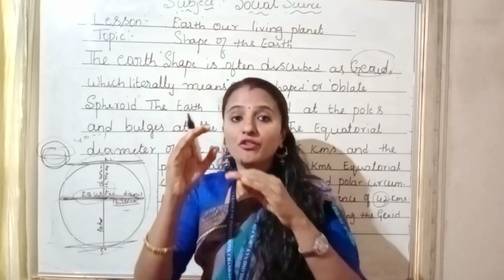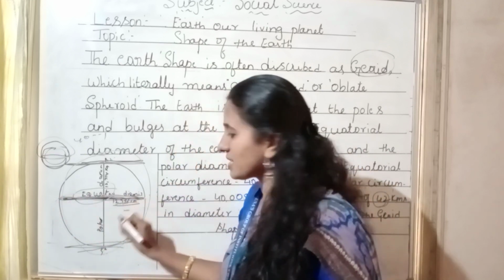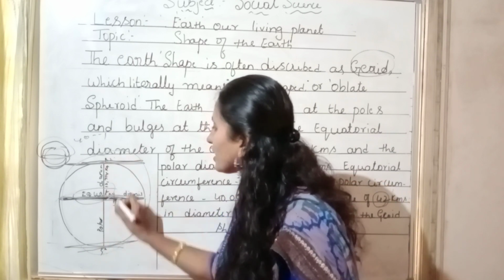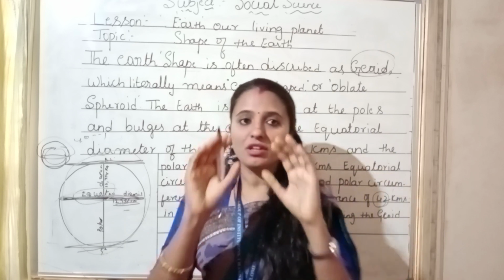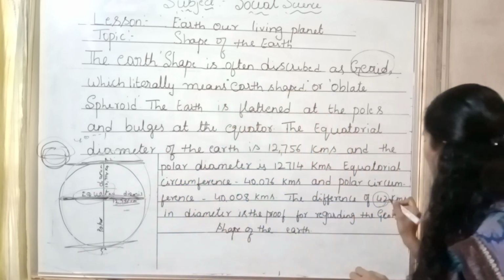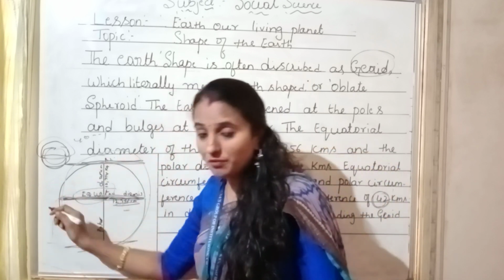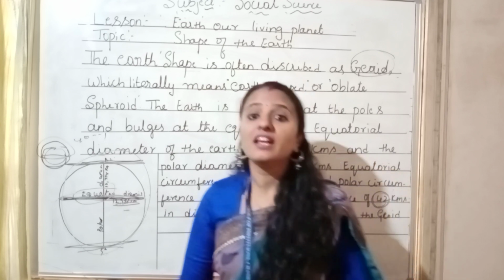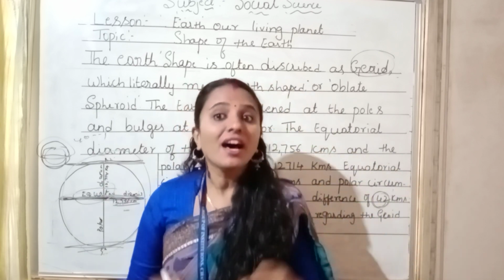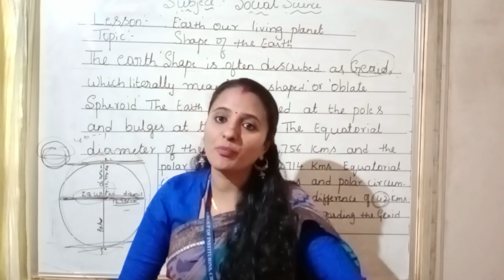So the remaining 42 kilometers, because from here to here 12,756 is there. From here to here, if you observe, it is 12,714 kilometers. So what is the difference in kilometers, children? That is 42 kilometers. And if you take the circumference also, there is a lot of difference. So that is the reason it shows that the Earth is not flat. The Earth is a geoid shape. I hope you understood, children.